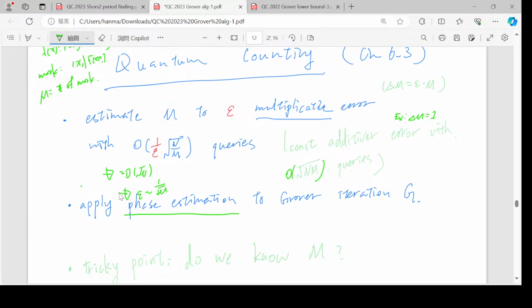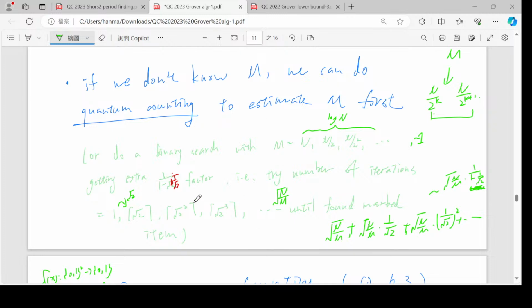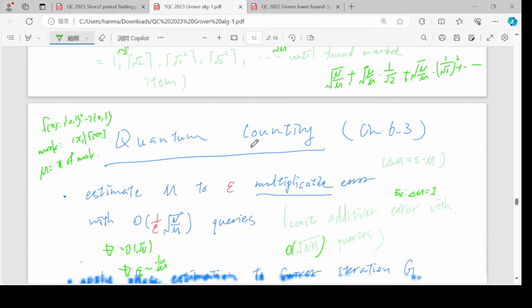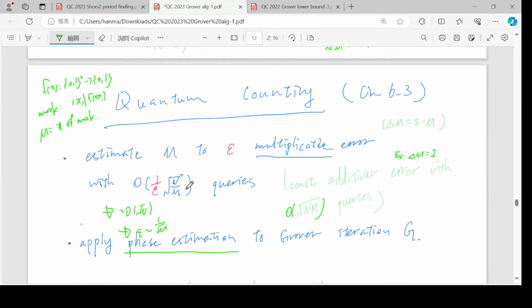But the problem here is that this thing is square root n instead of square root n over m. So you are losing something for this quantum counting approach the textbook describes. But that's something you can do. So this thing is actually a lot more efficient if the m is larger. So this is actually more efficient than the quantum counting approach the textbook describes. But this is something you can do.